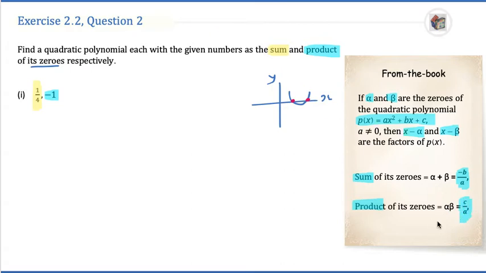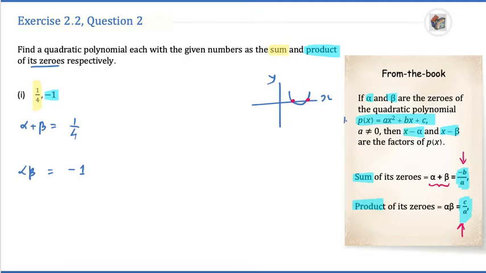Now, what are you given in this question? You are given these two things, the sum and the product. So they're telling you alpha plus beta is equal to 1 by 4. Let me write that down. So alpha plus beta is equal to 1 by 4, and alpha beta, which is the product, is equal to minus 1. So these are the two things you're given.